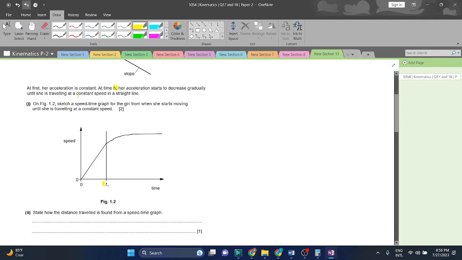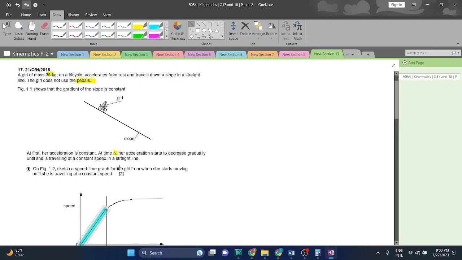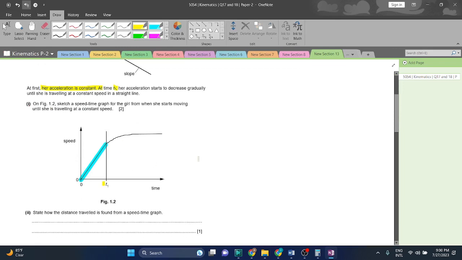Question: on figure 1.2, sketch a speed time graph for the girl from when she starts moving until she is traveling at a constant speed. अच्छा, फर्स्ट ऑफ, ये वाला पार्ट जो होगा, दे हैव ऑलरेडी मेंशन्ड कि द गर्ल एट फर्स्ट इज ट्रैवलिंग एट अ कांस्टेंट एक्सेलरेशन. कांस्टेंट एक्सेलरेशन मींस कि उसकी स्पीड हर सेकंड के बाद सेम अमाउंट ऑफ स्पीड विल इंक्रीज. सो दिस विल बी कांस्टेंट एक्सेलरेशन वाला टाइम.